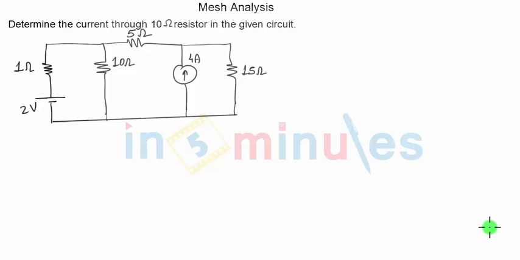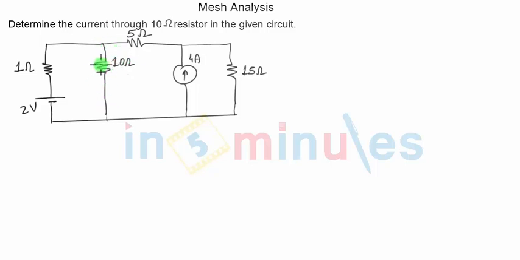In this video clip, we will discuss one problem on mesh analysis. The question is: determine the current through the 10 ohm resistor in the given circuit. So this is the circuit given to us, and there's a 10 ohm resistor here in this branch. We have to find out what is the current flowing through this 10 ohm resistor.